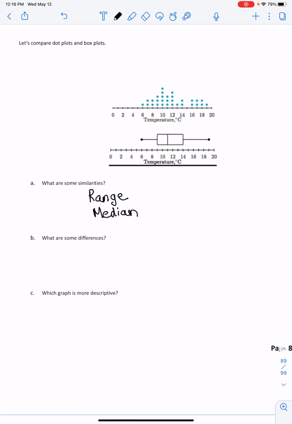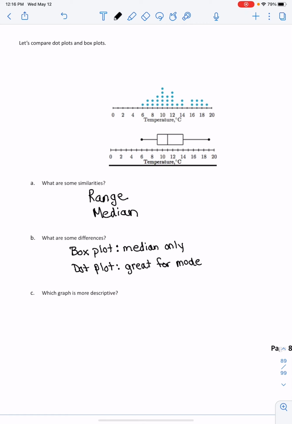Well, a box plot only works with medians. In other words, the middle number. A dot plot is great for mode. Remember, that means it's the number that appears the most, okay?